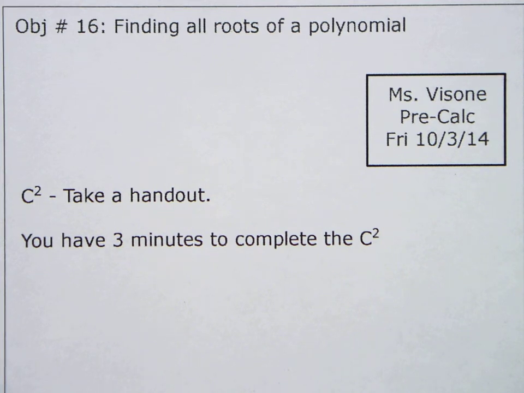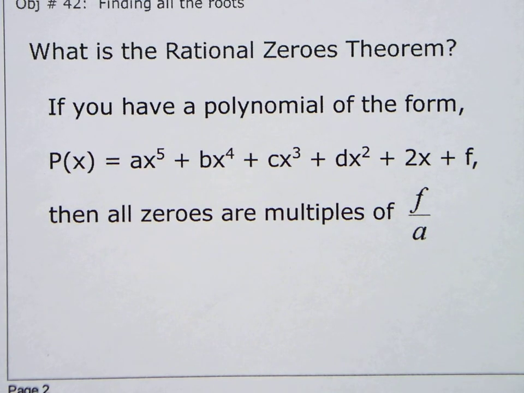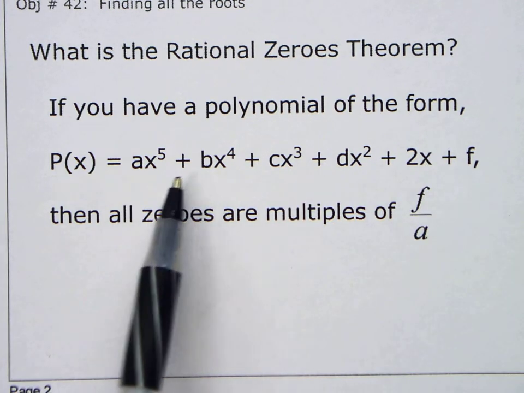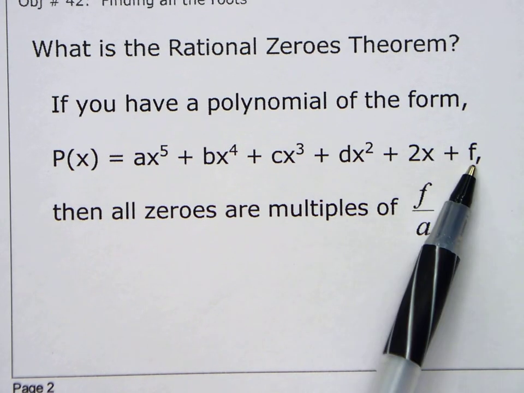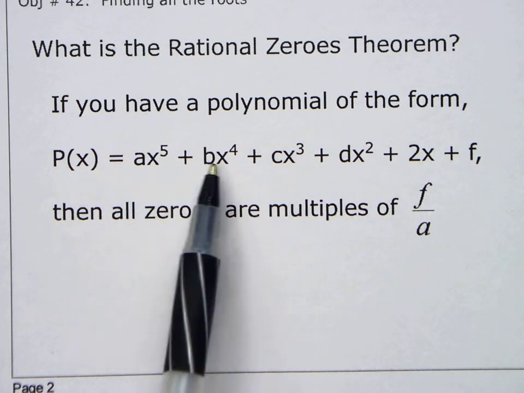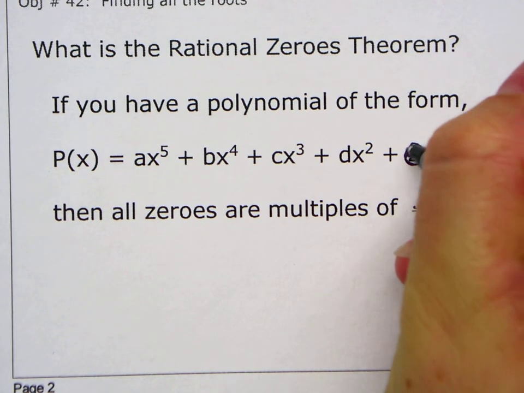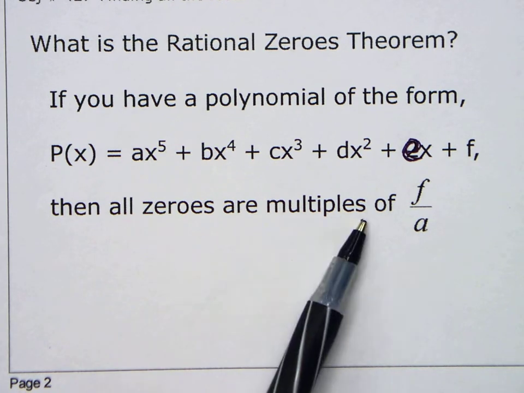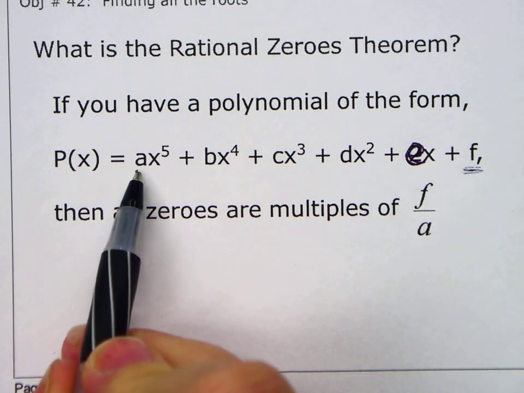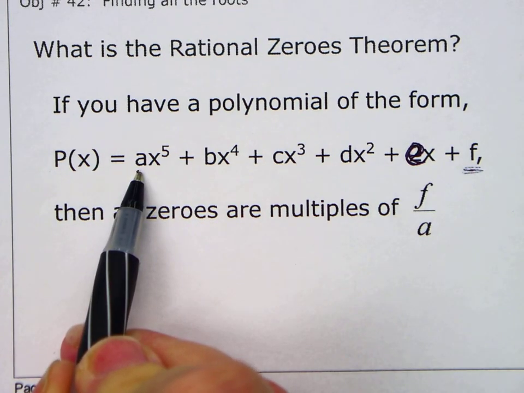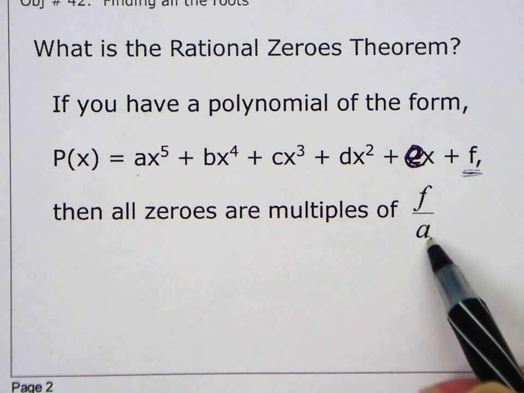All right, so let's start with the rational zero theorem. What is the rational zero theorem? If you have a polynomial of this form, so this is just an example, with coefficients a, b, c, d, e, and f, all zeros are multiples of f over a. So if you take that last one without the x, divide it by the coefficient of the highest power, a, all the zeros are going to be multiples of that number. So all the factors of f over a.